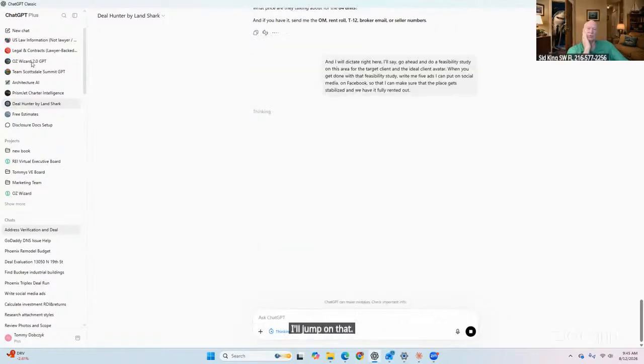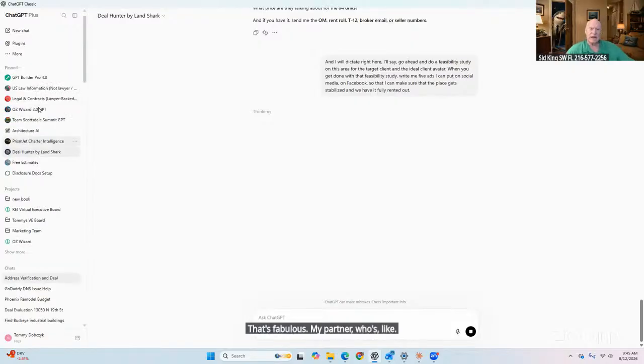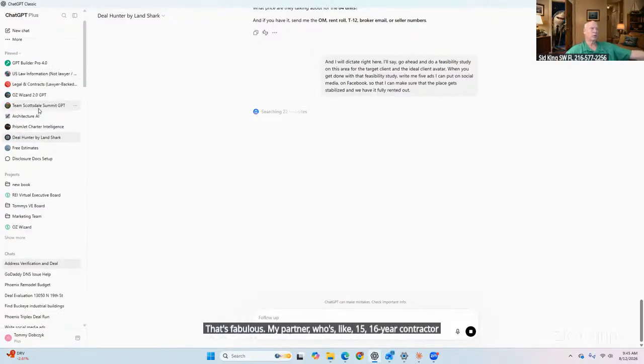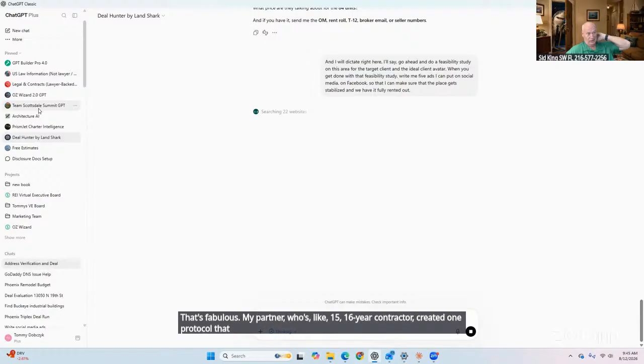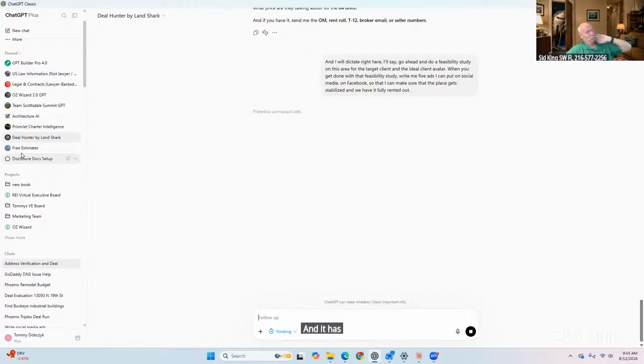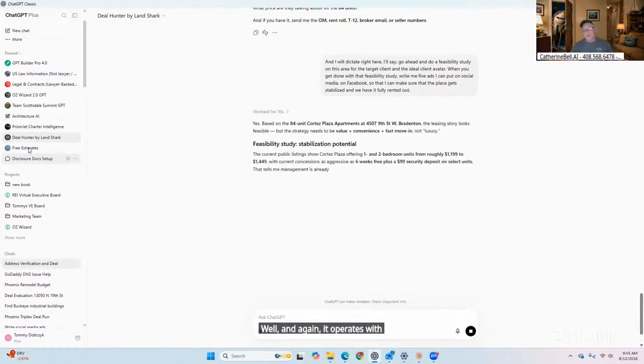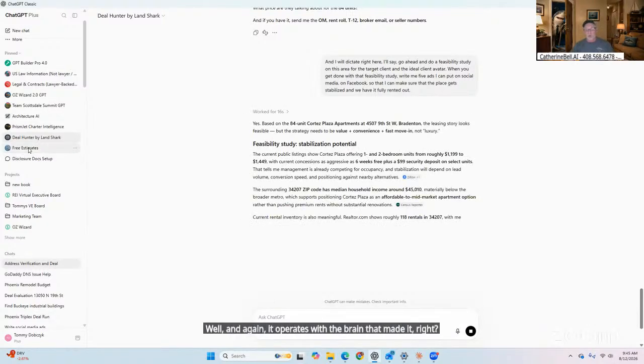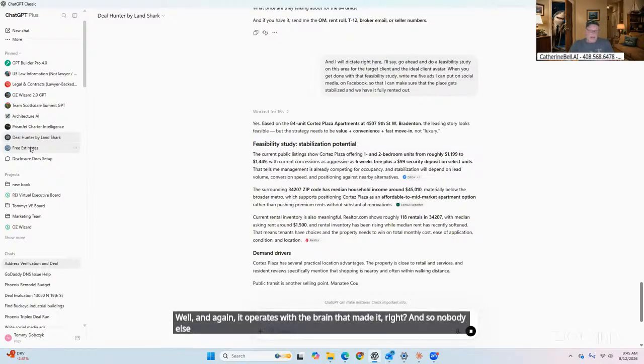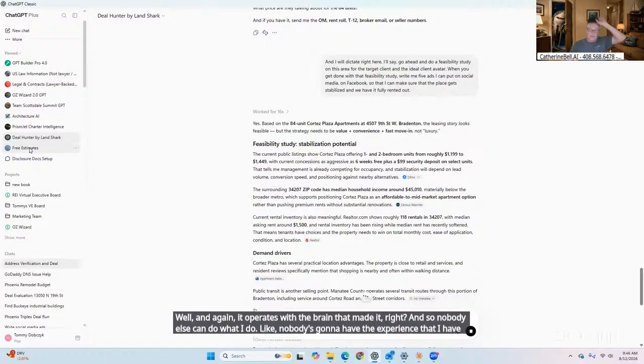My partner, who's a 15, 16-year contractor, created one protocol that I copied and pasted into Claude to underwrite. And it hasn't liked a deal yet, but that doesn't surprise me. Again, using it, software operates with the brain that made it, right? So nobody else can do what I do. Nobody's going to have the experience that I have inside of the 30 years of real estate and all the things that I've done.